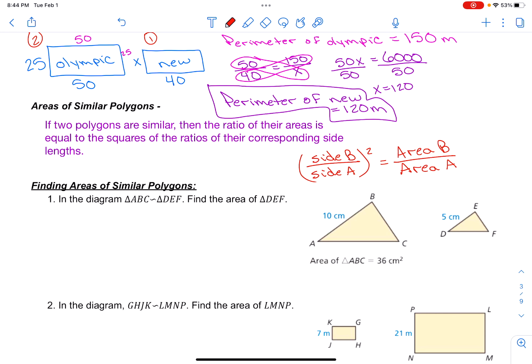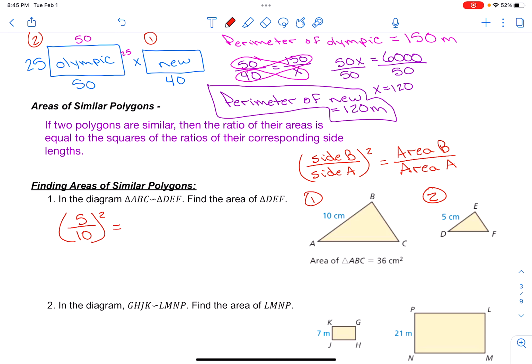Okay, so in the diagram, triangle ABC is similar to triangle DEF. Find the area of DEF. So we have our two shapes. We only know one side for each triangle, so those have to be the similar sides. So again, shape 1, shape 2. So I'm going to put 5 over 10. Those are just the similar sides that we have. And that has to be squared.